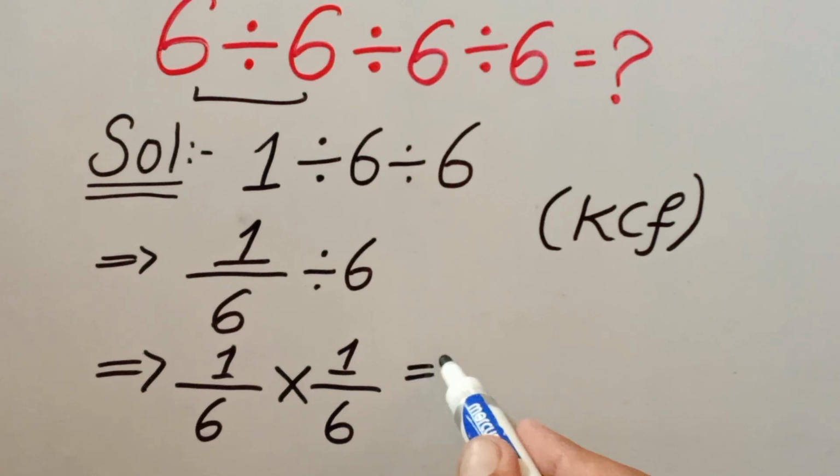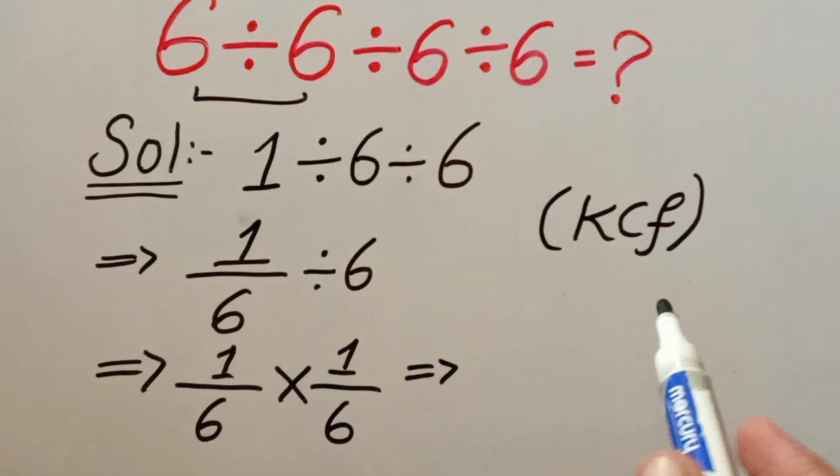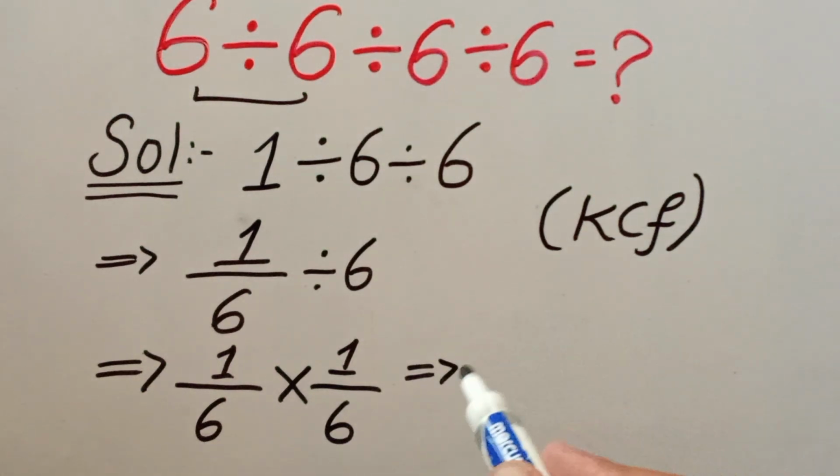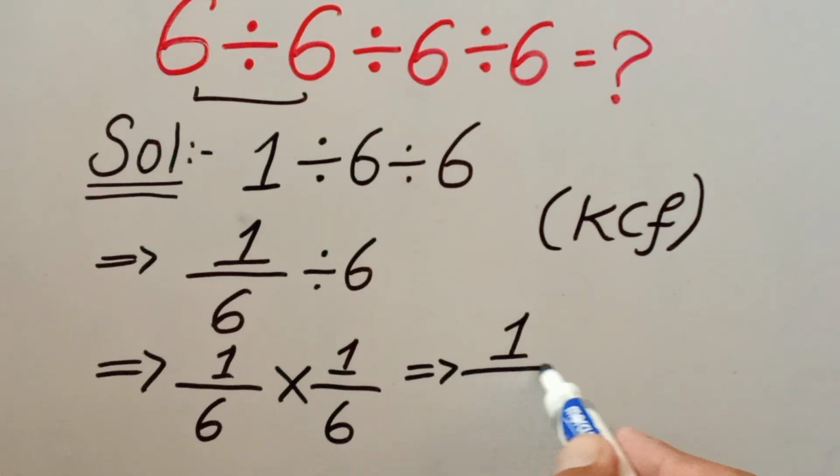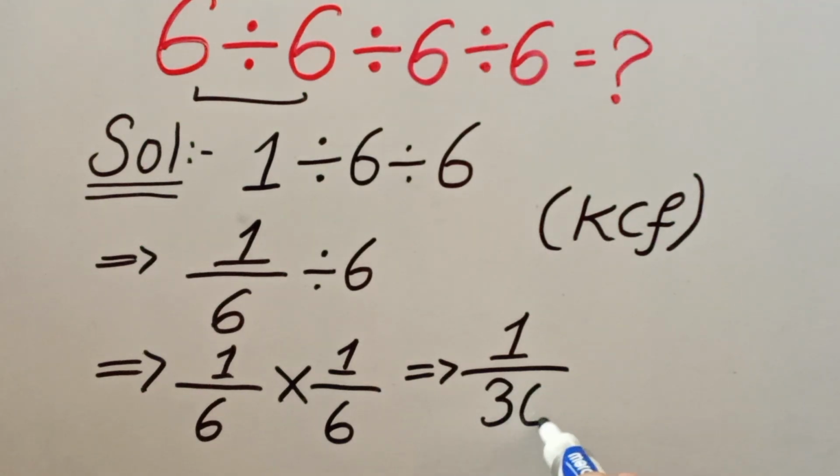Now here numerator is multiplied to numerator and denominator is multiplied to denominator. So our final answer is 1 over 6 times 6, equal to 36. This is the final answer of this expression.